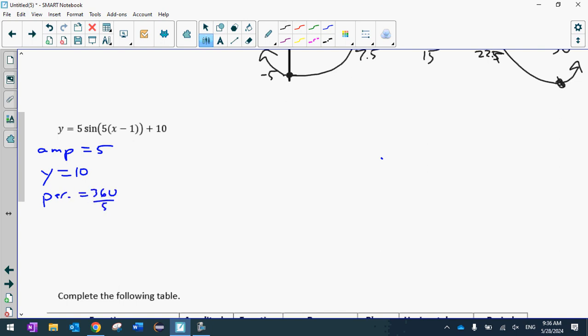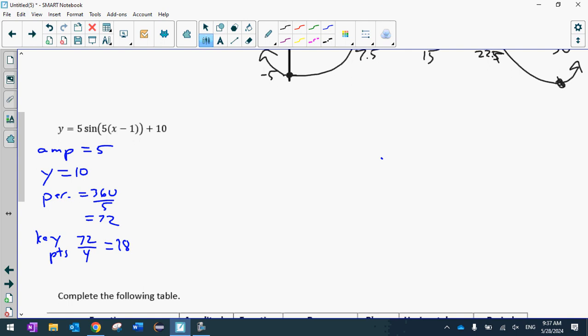360 divided by 5, which is 72. Very good. We could also do this little calculation. The key points are 72 divided by 4. Let's see, 72 divided by 4, 36 divided by 2 is 18, I believe. So the key points are every 18 apart from each other. This one is going to look like the sine curve. It hasn't been flipped upside down, but there's one other thing that we haven't talked about that happens.